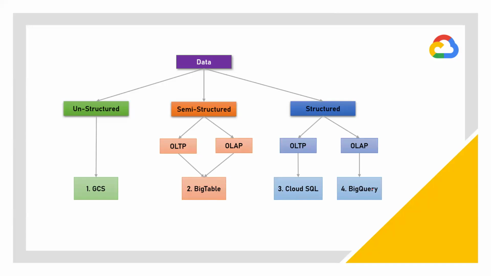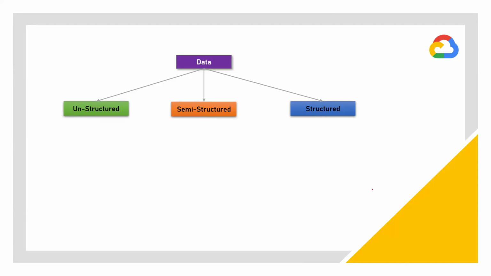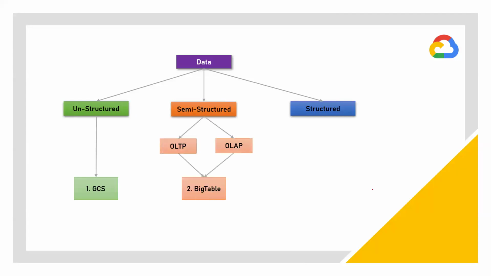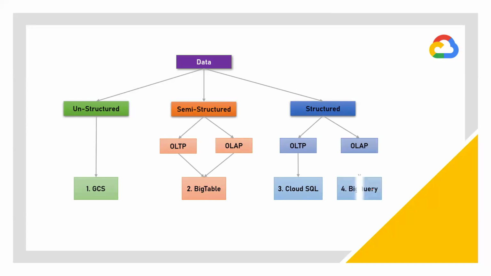Don't worry about OLTP and OLAP. One is a transactional system, one more is an analytical system. We will understand it in depth with an example in our upcoming sessions when we start learning about data engineering. Okay, so data is categorized in 3 ways: structured, semi-structured, unstructured. Unstructured data can be stored in GCS. Semi-structured data can be stored in Bigtable. Structured OLTP data, nothing but transactional data, in Cloud SQL, analytical data in BigQuery.